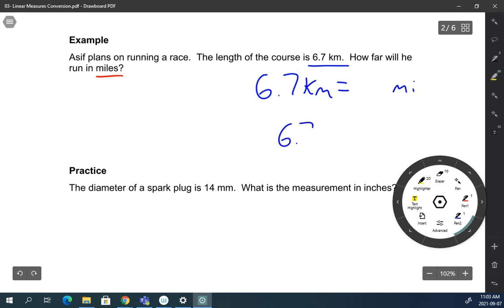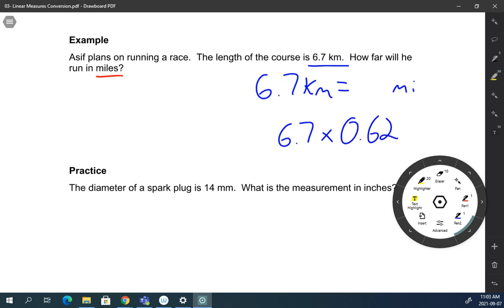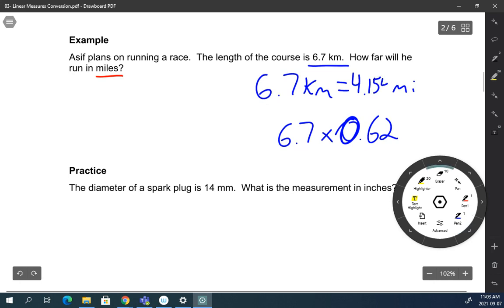We'd say 7.6 times 0.62. You put that in your calculator, what do you get? Somebody. 4.154 miles. It's a long 4.